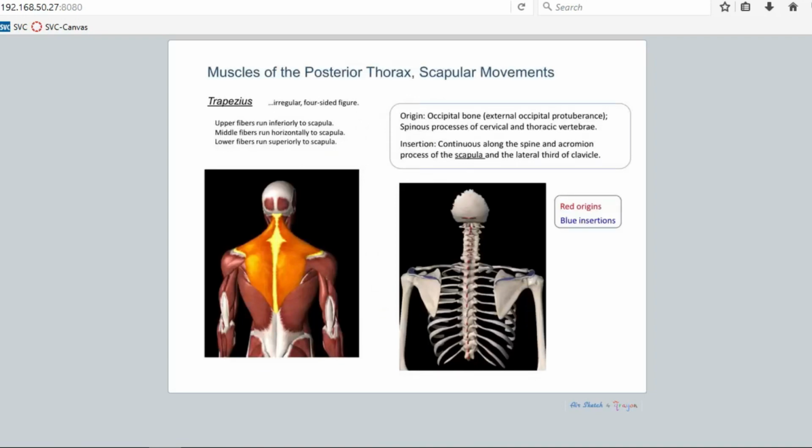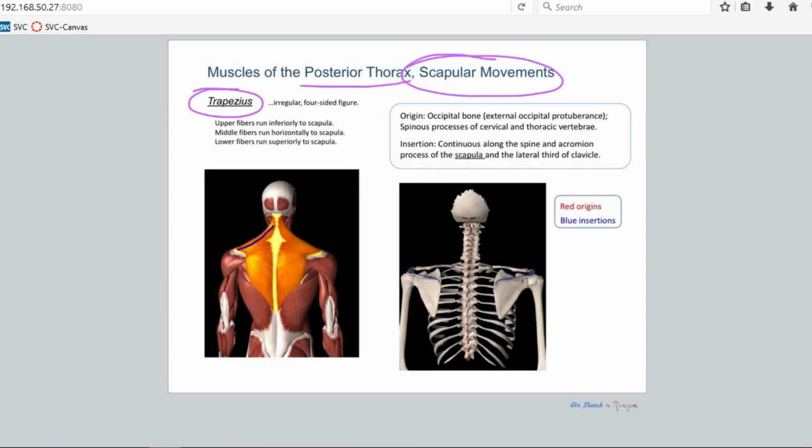Okay, now we're going to keep moving on down. These are muscles of what we call the posterior thorax, and these are specifically going to be involved in scapular movements. So these are going to be involved in moving the scapula. And the big muscle we want to look at here is the trapezius.